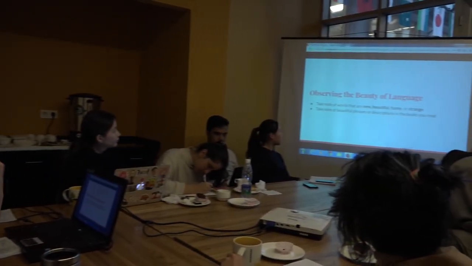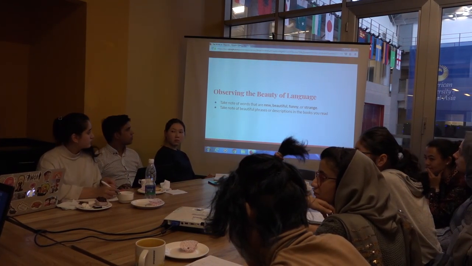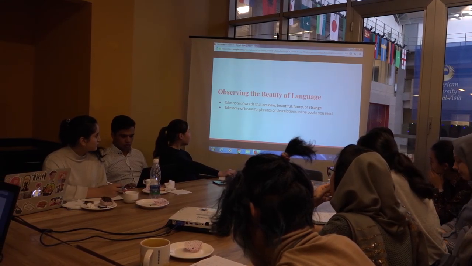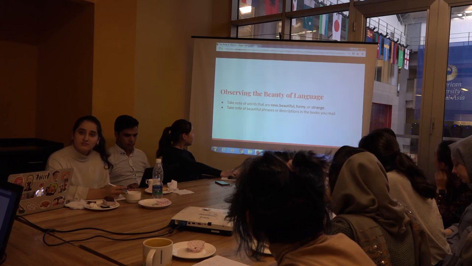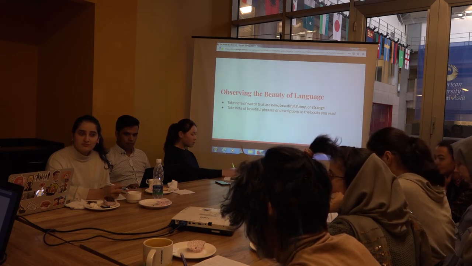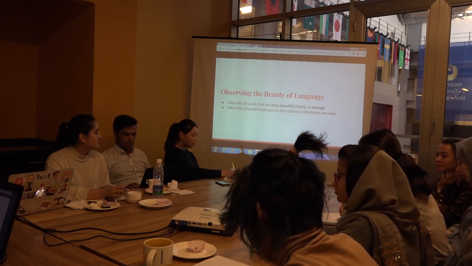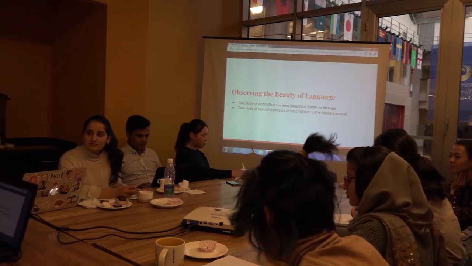All right. The last aspect of observation that I want to talk about is observing the beauty of language. I would encourage all of you, if you don't do this already, to take notes of words that are new, words that are beautiful, words that are funny, words that are strange. I don't care if it's in English, it could be in Russian, Tajik, Kyrgyz, Spanish, I don't care. And also take note of beautiful phrases or descriptions that you see in the books that you read, and think about why they're beautiful. What makes them appeal to you? What attracts you to them? And why do you remember them? I think this is a really important habit, and it will make you a more mindful reader, and it will make you read like a writer.